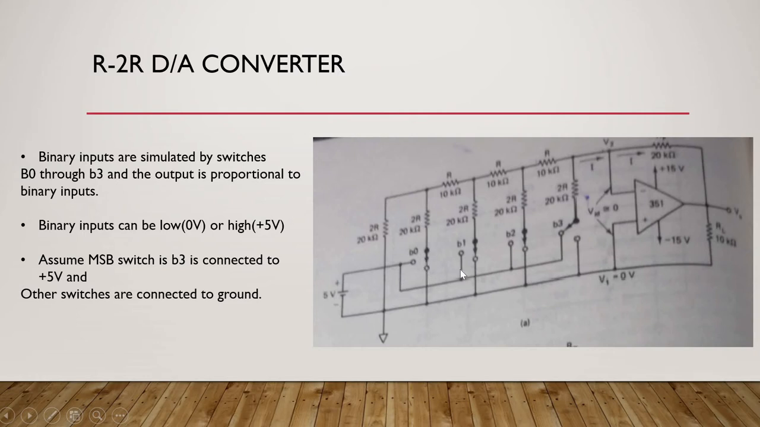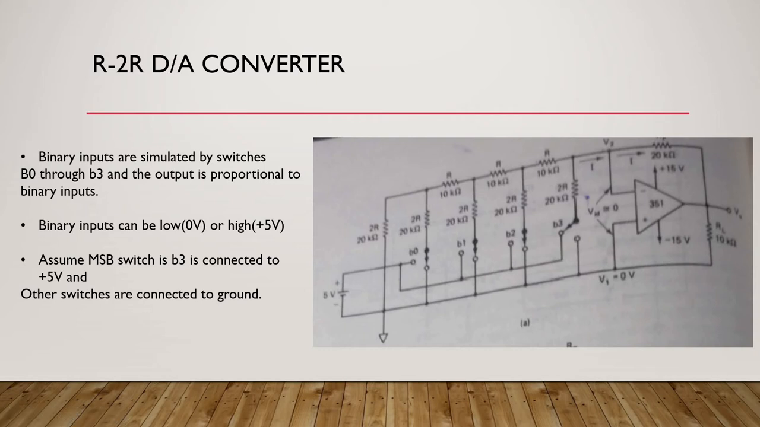One end is connected to the ground, you see here. This terminal is connected to the ground and the other terminal is connected to the plus 5 volt. So whenever the switches are closed, they will be connected to the 5 volt. Whenever the switches are open, they will be connected to the ground. If it is in this position, then it is ground. If it is in this position, then it will be connected to the 5 volt.